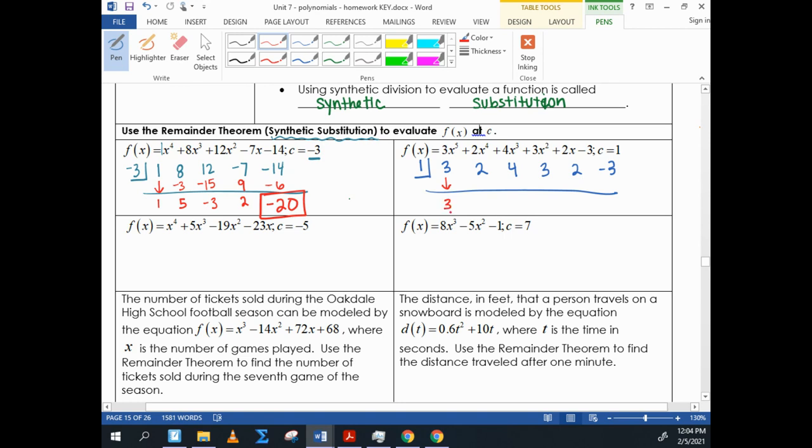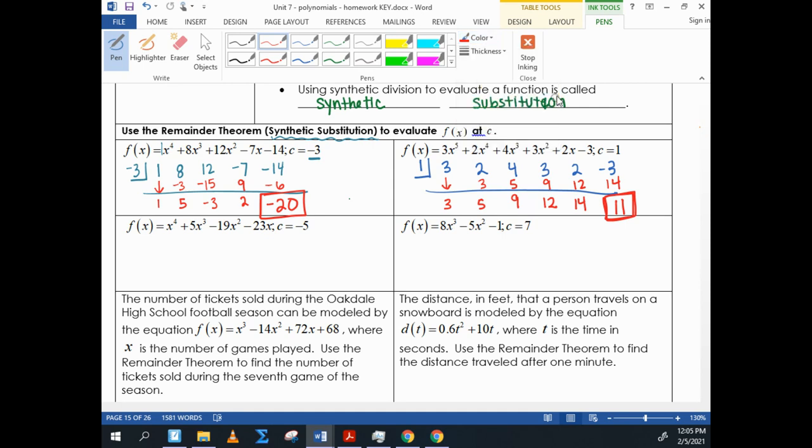Okay, 3 drops straight down, times 1 is 3, plus 2 is 5, times 1 is 5, plus 4 is 9, times 1, 3 plus 9 is 12, times 1, 14 times 1, and 14 minus 3 gives us an 11. And we're done. You guys love this lesson, right? I do too. It's a good one.